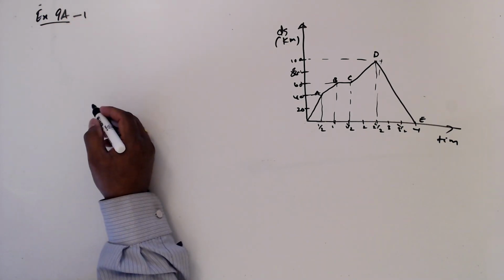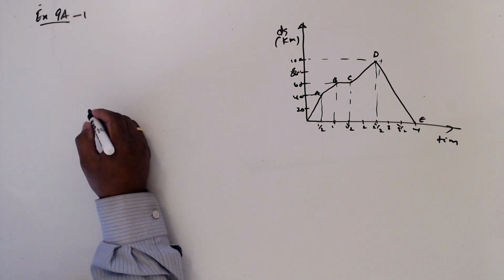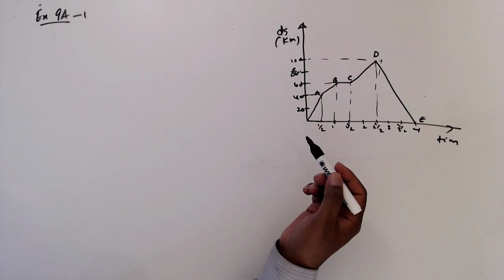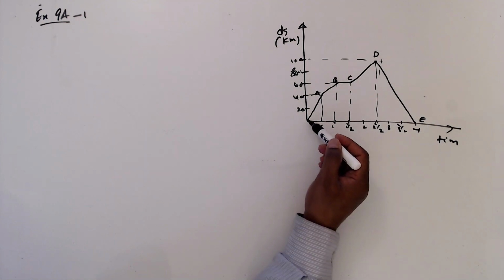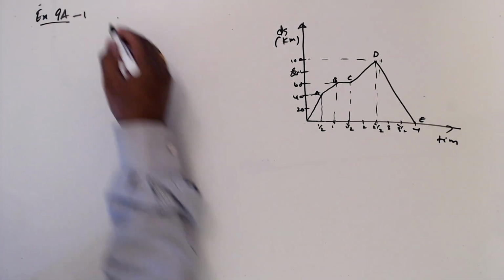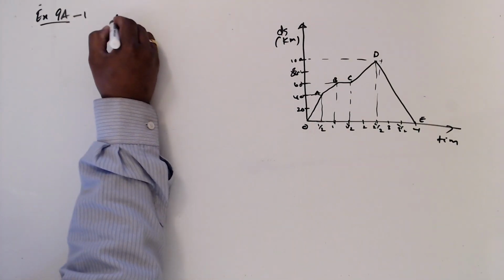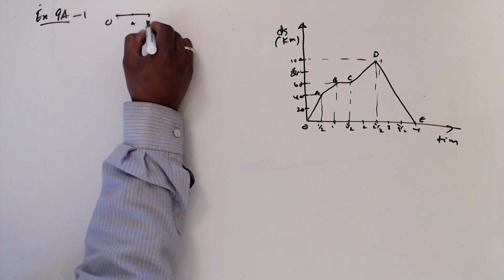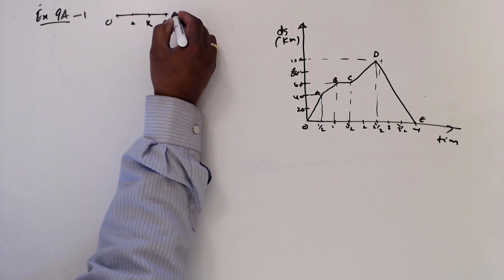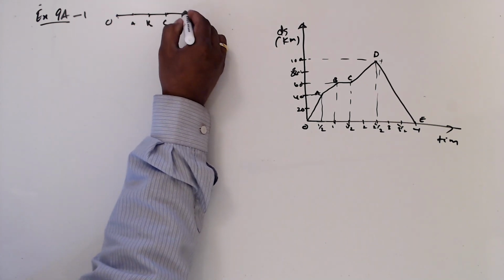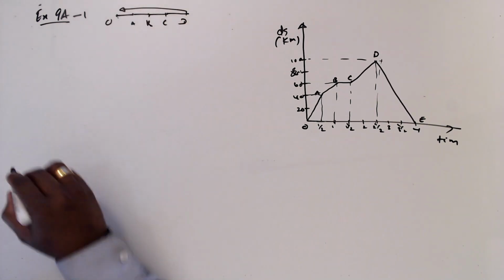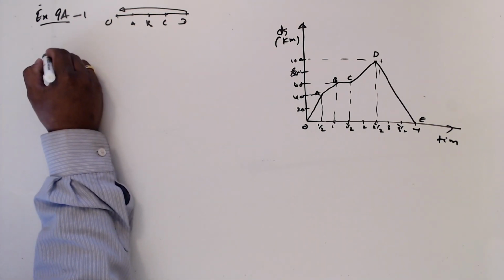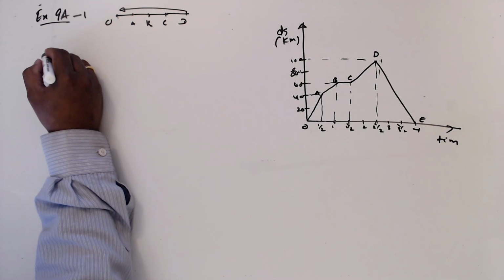Exercise 9, question number 1. The car is traveling alone. So it goes O to A, A to B, B to C, C to D, and then comes back. So we have to work out the average velocity for each stage.